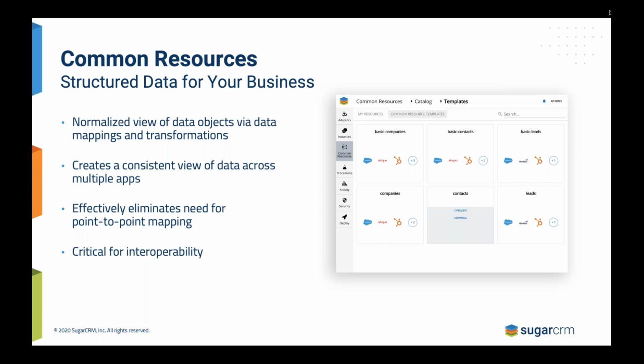And so what Common Resources does is it comes at it in a novel way. You're able to build a canonical model that is convenient to your needs, right? You can build a model of how you want to represent contacts or leads or whatever data object across multiple different applications, and create that consistent view that's convenient for your needs, effectively eliminating the need to do point-to-point mapping of how the data from Sugar needs to map to data in each and every end application. You can use the Common Resource as a hub for representing that data.